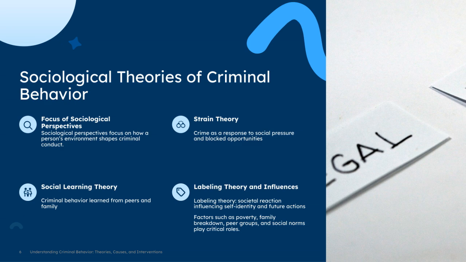Factors like poverty, family breakdown, peer influence, and prevailing social norms are all critical components that contribute to these dynamics. Together, these theories help us understand that crime is not just about individual choices, but deeply connected to the social environment.